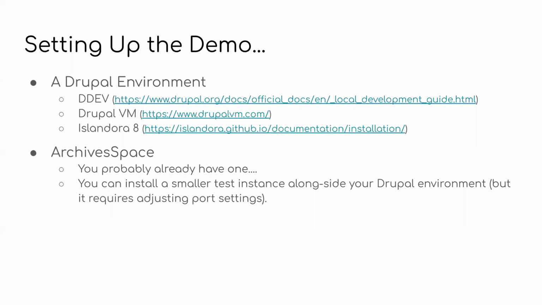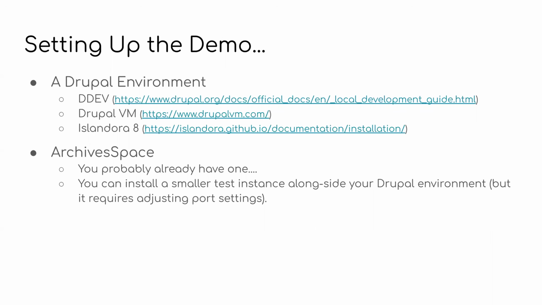You will also, of course, need an ArchivesSpace to bring in the source data from. You probably already have one that you can use, and it's perfectly fine to connect your test site to a production ArchivesSpace, because it's just reading data. This module will not update your ArchivesSpace install. It won't change any data that's there. It'll just read all that data. So it's perfectly safe to connect this to your production ArchivesSpace site.